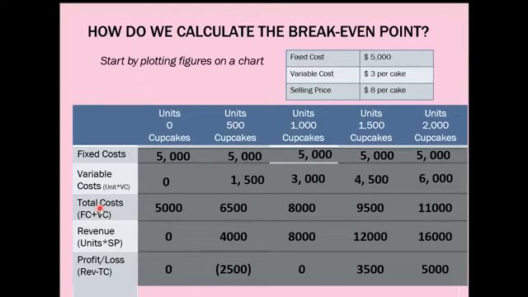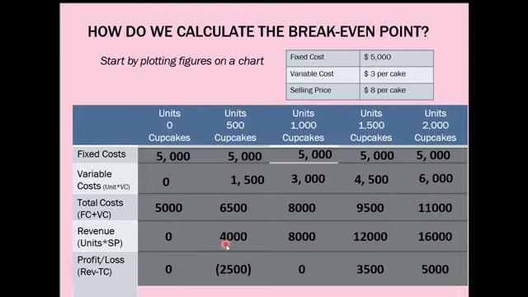But for your break even, you need just 2 lines and they are total cost and revenue. And what is your total cost? Your total cost is FC, which is your fixed cost, plus your variable cost. 5,000 plus 0, that is 5,000. 5,000 plus 1,500, that is 6,500. 5,000 plus 6,000, that is 11,000.